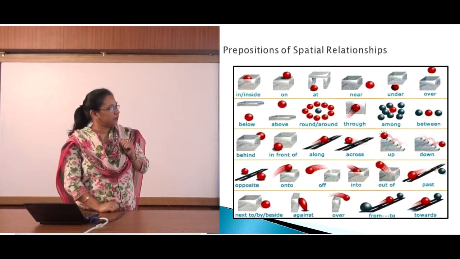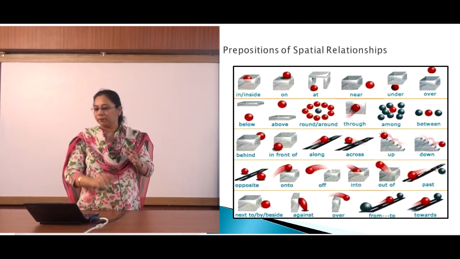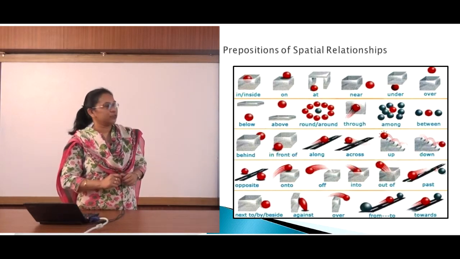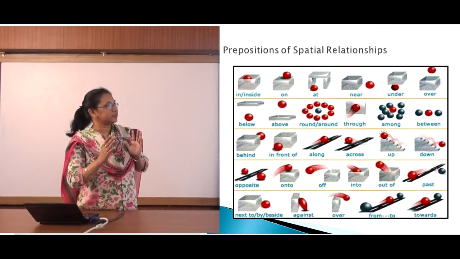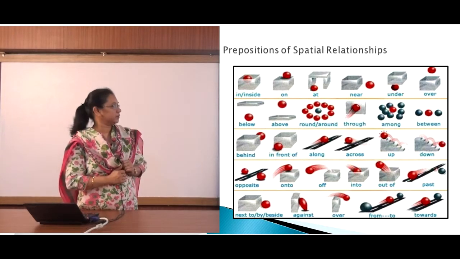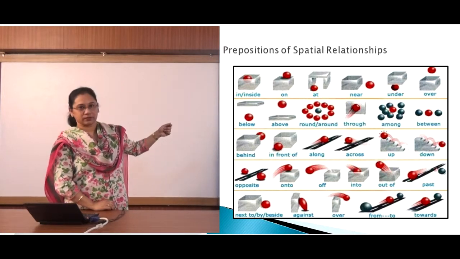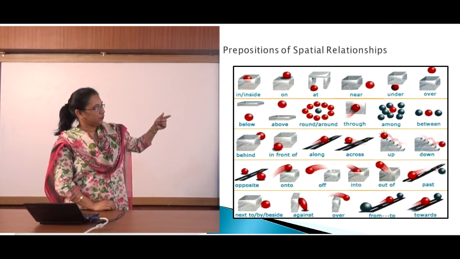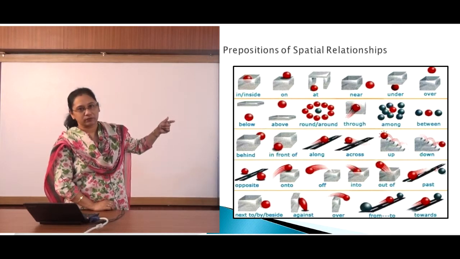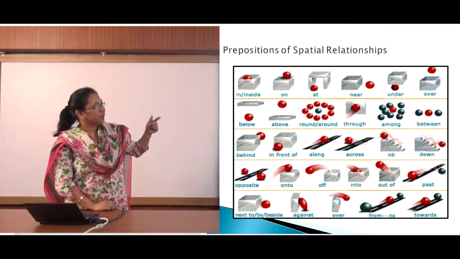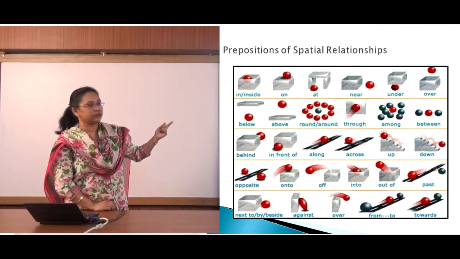In the next picture you have one red ball among many red balls, black balls. In the next one you have the red ball which is sandwiched between two black balls. In this picture you have the red ball behind the box. In the next one you have the red ball in front of the box. Then you have the red ball running along a black patch, so along. In the next picture the ball has moved across from this side to that side of the red patch.